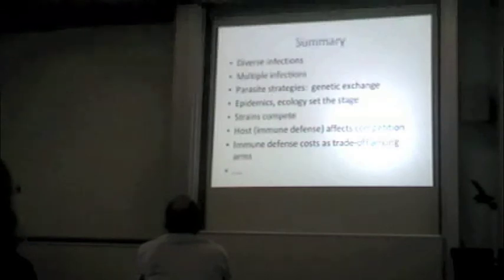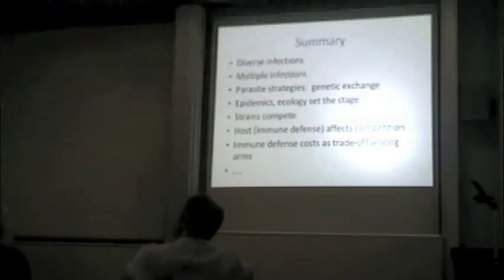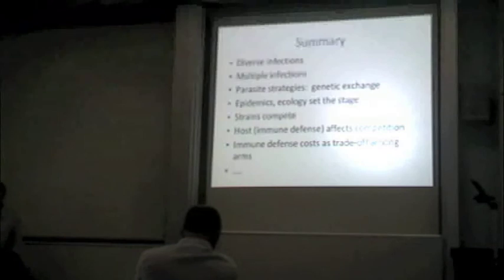So let me summarize. I think we have a system with very diverse infections. Multiple infections are very common. We see that the parasite plays an important role, obviously. Genetic exchange is quite an engine here. We don't have to forget that it is an epidemic, so it's a stage within which the host finds itself.